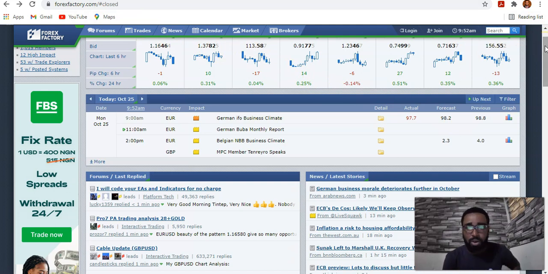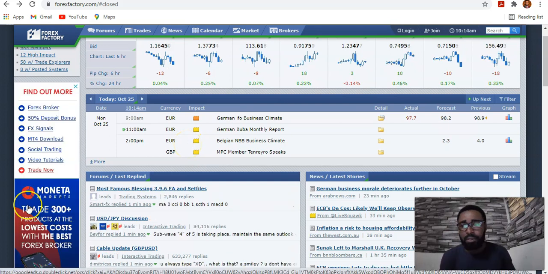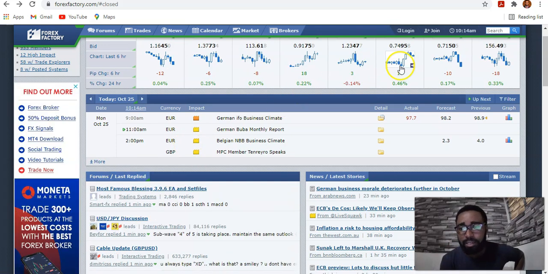When you come here, it will bring you to this page, and like you can see, today is October 25th. So this is all the news for today. And of course, you can see the time, 10:14. The time should match with your local time.